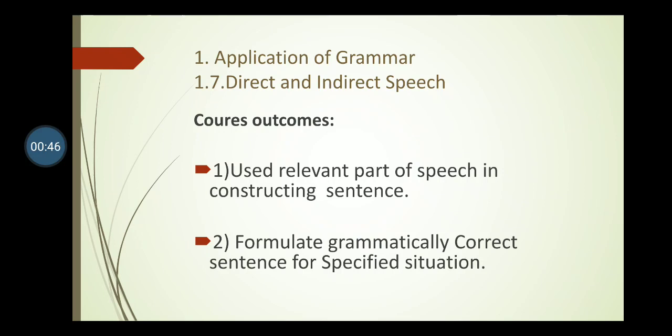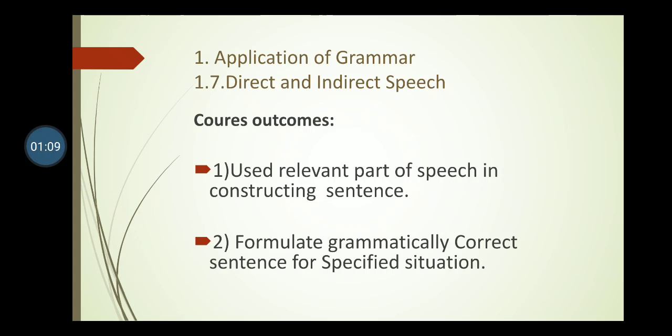And second, formulate grammatically correct sentences for a specified situation, means you should develop the ability to construct your own grammatically correct sentences as per the situation, as per the demand. These are the general outcomes.